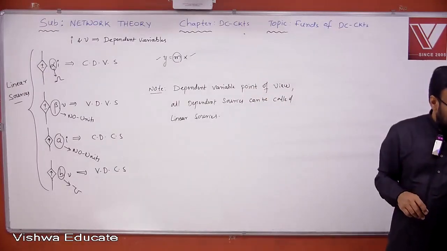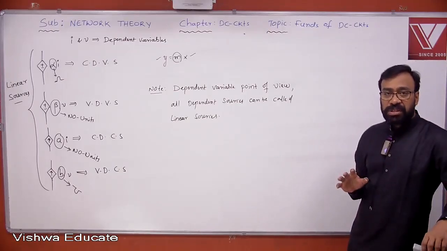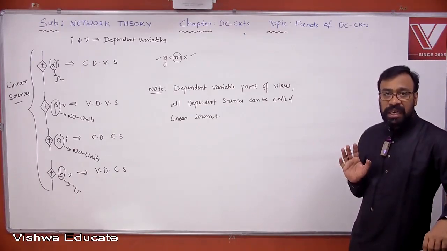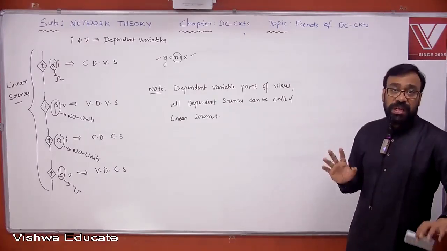Now, this is all about the classification of energy sources. The first classification is ideal and practical. The second classification is independent and dependent sources. Is it clear?